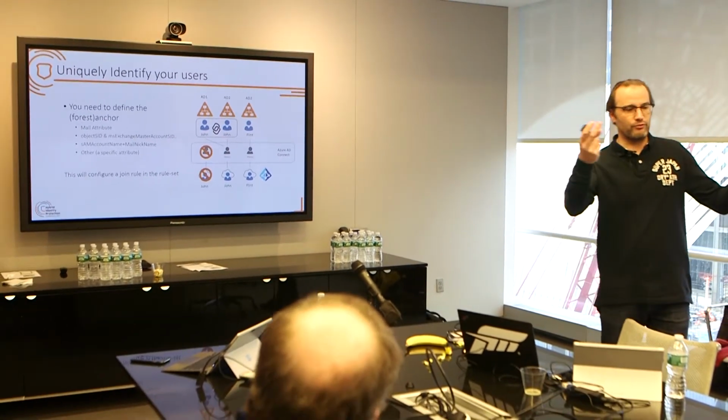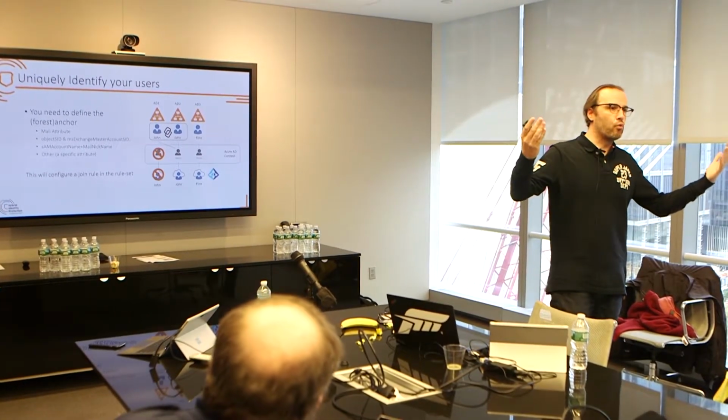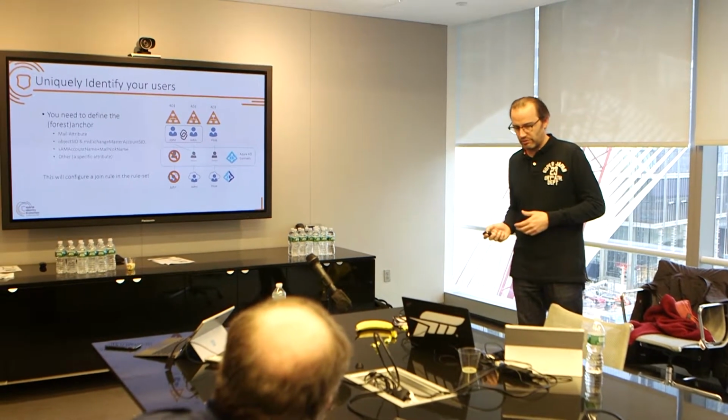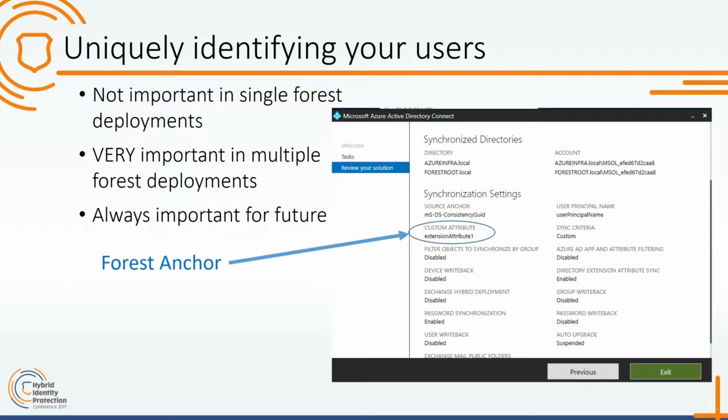So when you configure this forest anchor, it's going to configure a join rule. And the join rule is basically, I have 2 different or multiple connectors. Where should I join them based on which attribute? We'll go into that in the demo itself. If you don't know what your forest anchor is today, you can open up the Azure AD Connect icon that you have on your desktop and say view the current configuration. If you view the current configuration, this is your source anchor, MS-DS consistency GUID, and this is your custom attribute or your forest anchor. And then it shows you all the other stuff as well that you have.